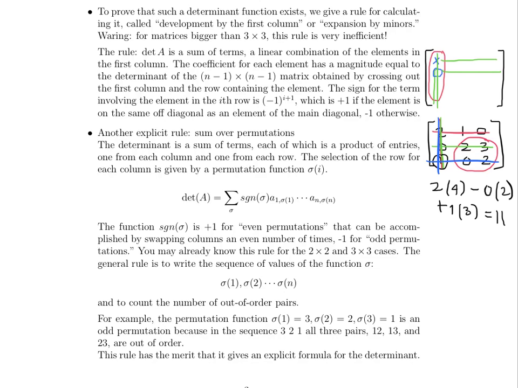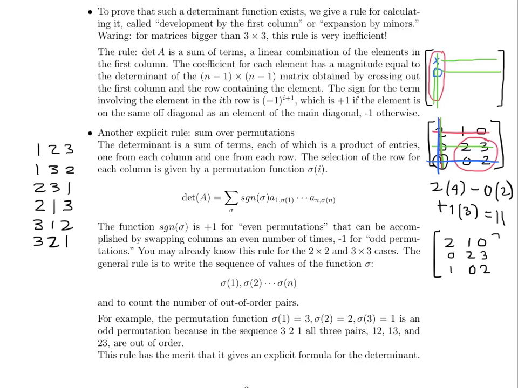And so you want to write those out. Of course, that is n factorial different permutations. So in our particular case with the 3x3, that's going to be 6 different orders. I've written them all down here. And then you want to take a look at your matrix. Let's use the same matrix again. We have 2, 1, 0, 0, 2, 3, and 1, 0, 2.